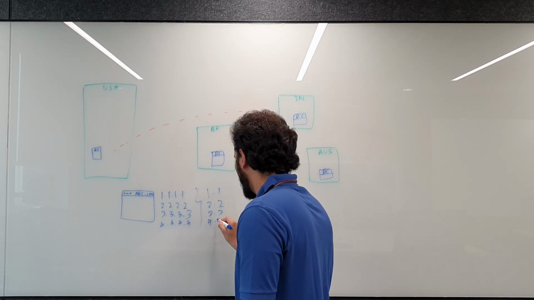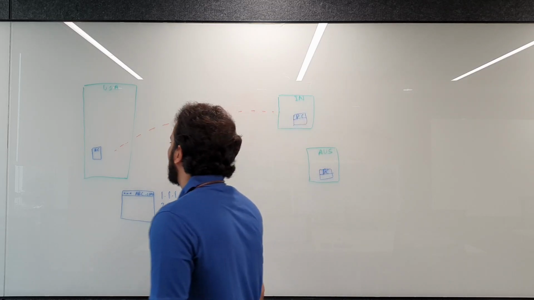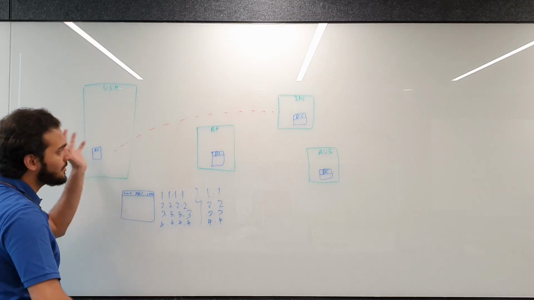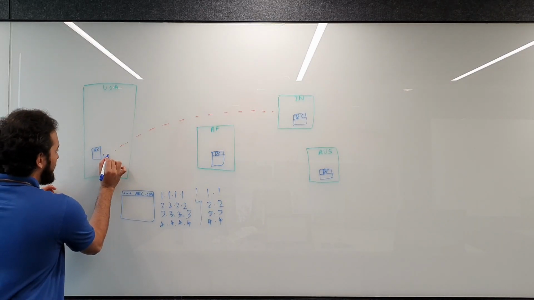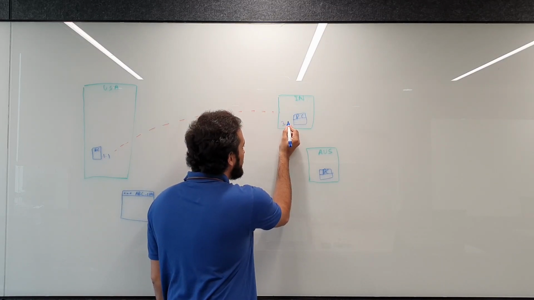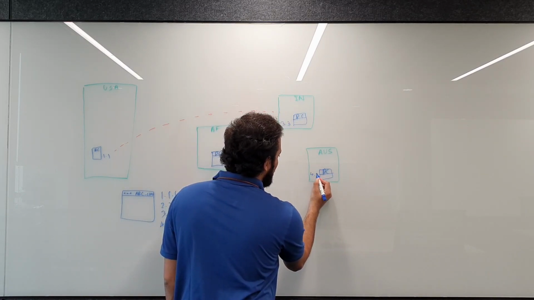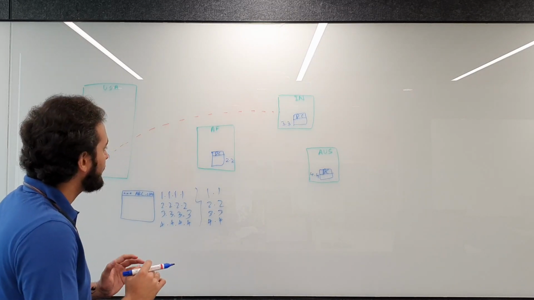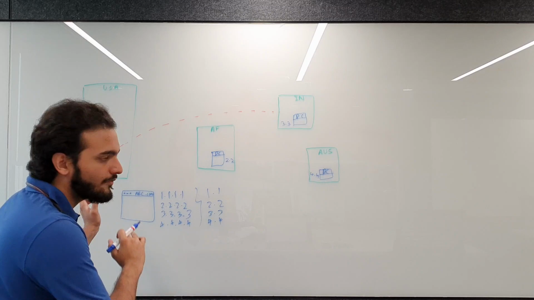Okay, for simplicity, we're just going to call them 1.1, 2.2, 3.3, and 4.4. What we're going to do is associate each of these IPs to each of these regions, right? So we're going to have 1.1 here, 2.2 here, 3.3 for India, and 4.4 for Australia. Now we have kind of isolated the website to different regions.